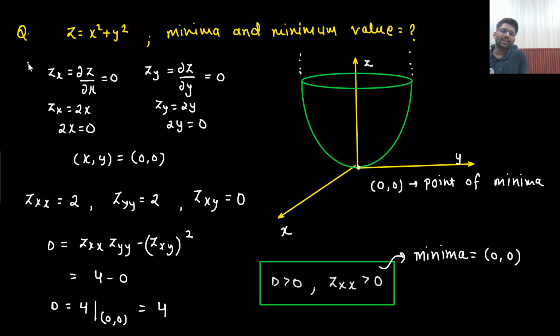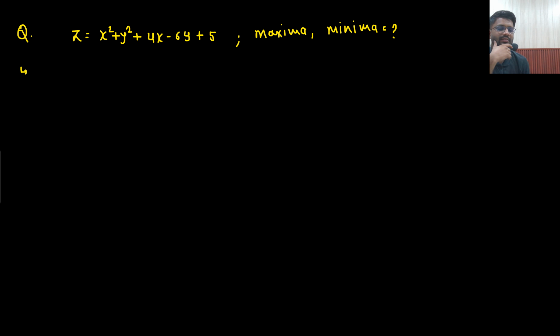So these kind of questions are asked in the examination. Although if I just look at this question, I will be able to tell, sir, maxima will be at infinity, minima will be at 0 comma 0, just by looking at the question, because I know the structure, right? But who knows, in the examination whatever can be asked.